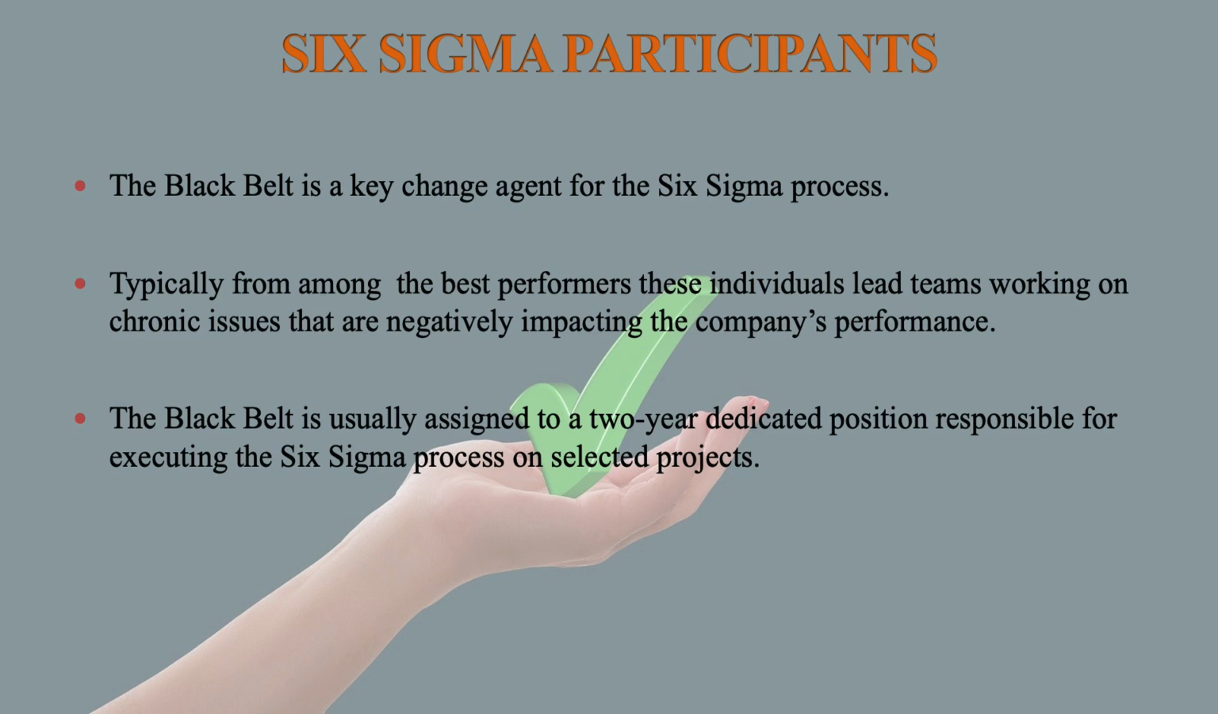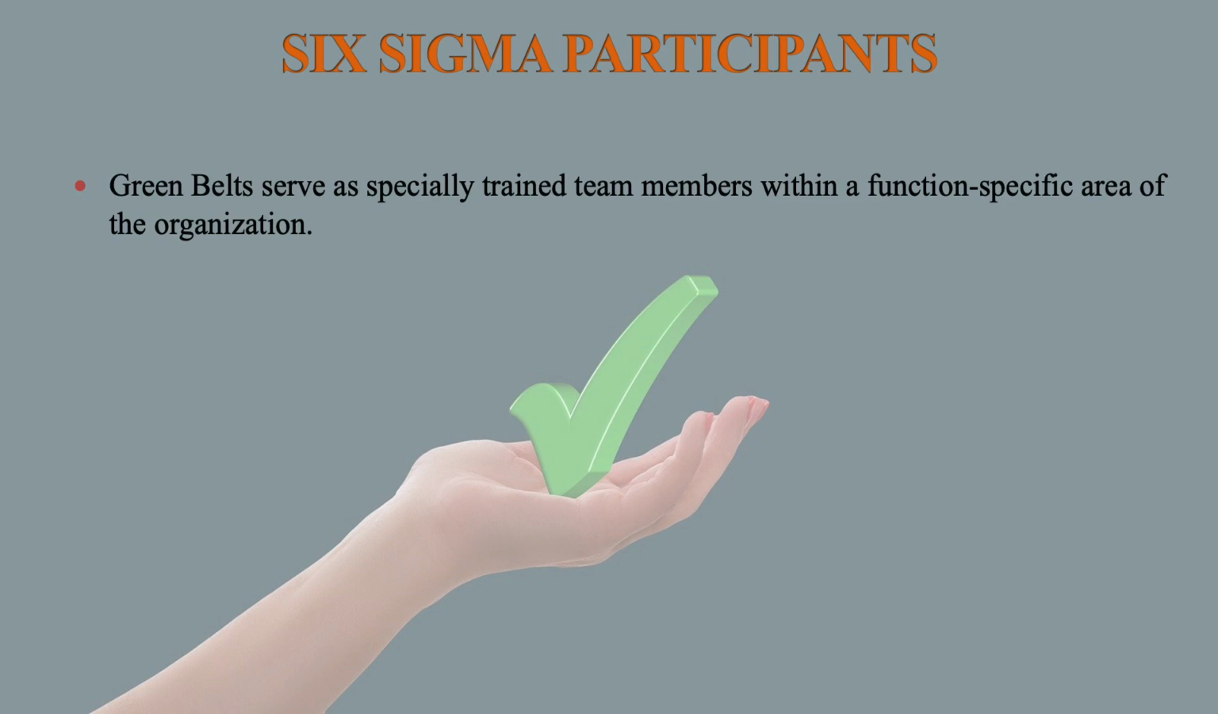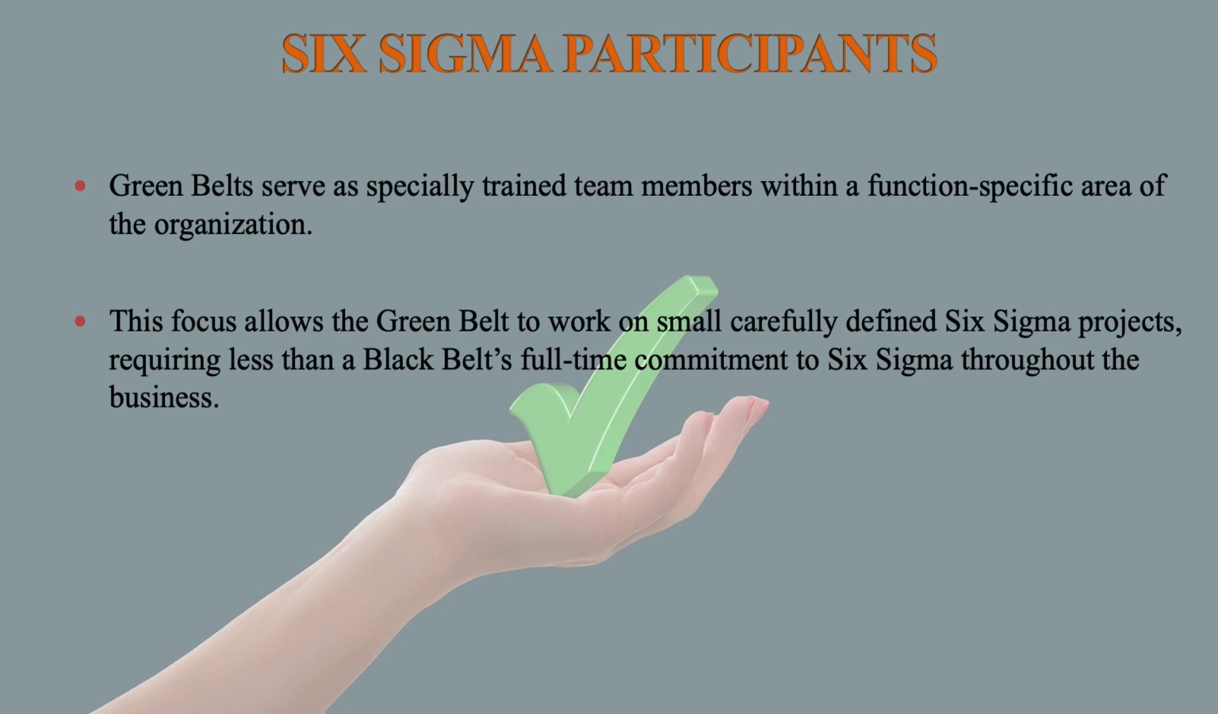Green belts serve as specially trained team members within a function-specific area of the organization. This focus allows the green belt to work on small, carefully defined Six Sigma projects requiring less than a black belt's full-time commitment to Six Sigma throughout the business.